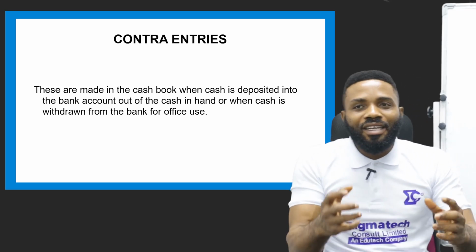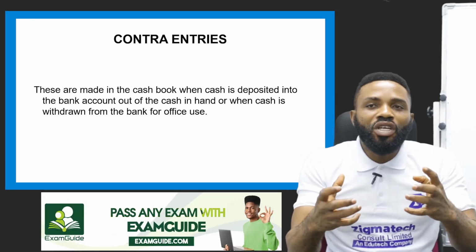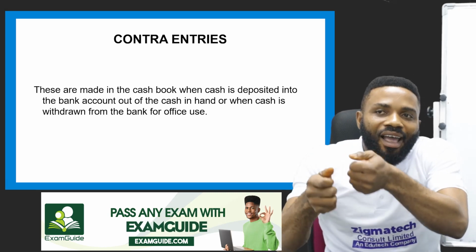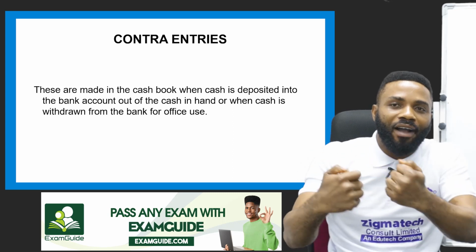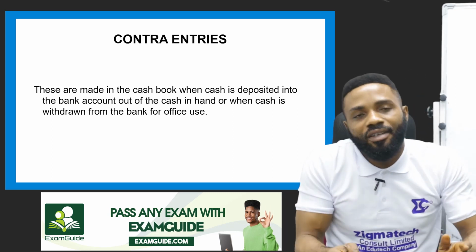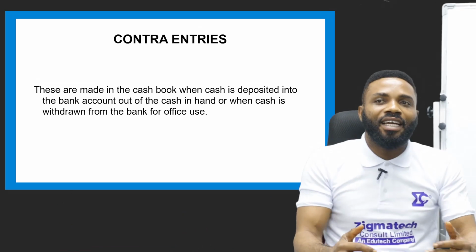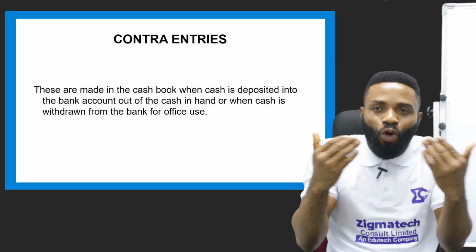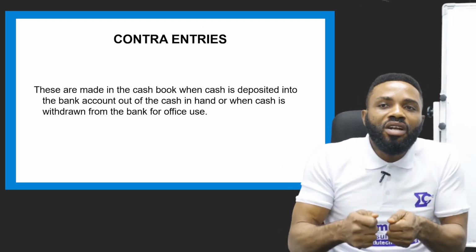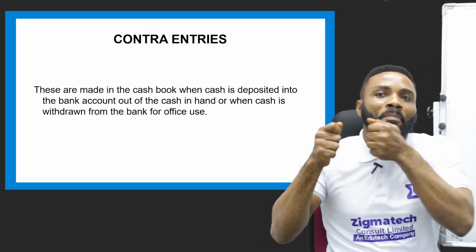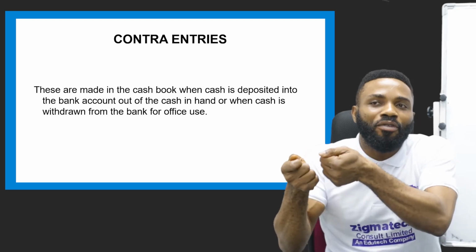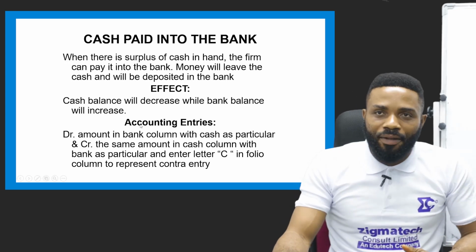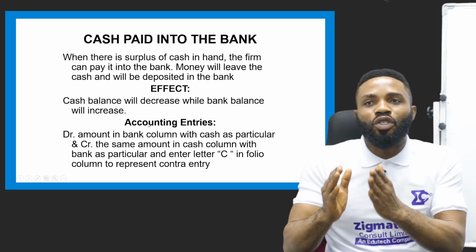Now look at the interconnectivity between the money that is deposited into the bank and the money that is withdrawn from the bank for office use. That is what we call contra entries. Let me say that again: the interconnectivity. There is a connection between when money is taken from the office to the bank and when money is received from the bank into the office. Let's look at them individually. Cash paid into the bank.